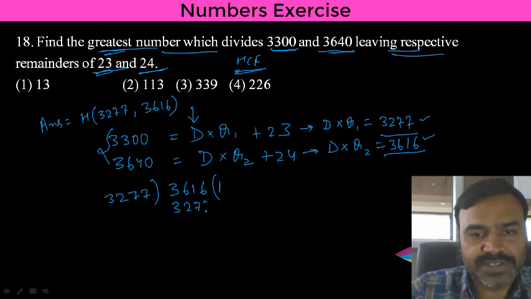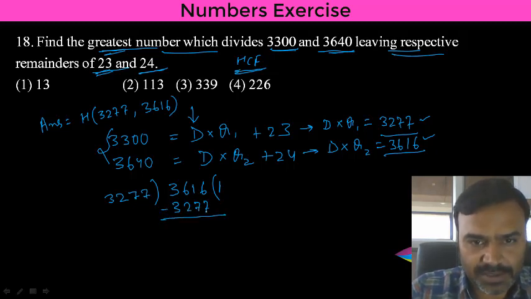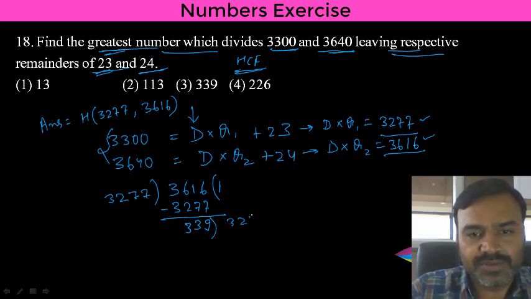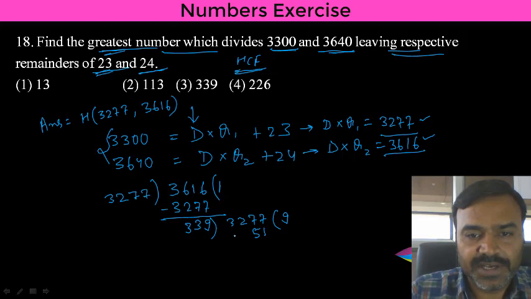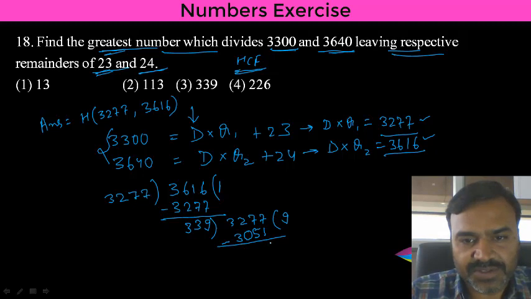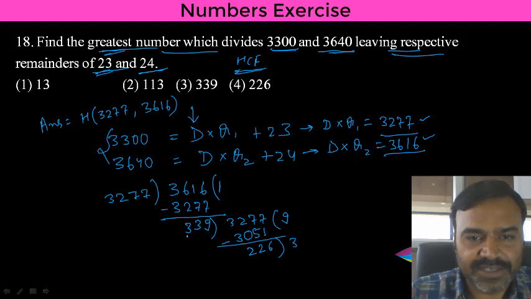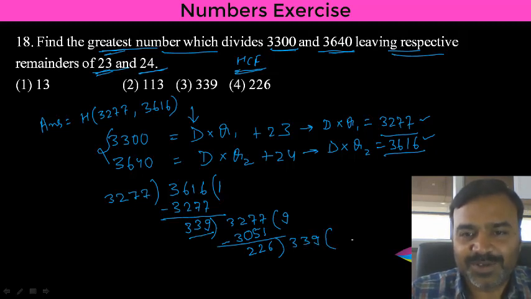So 3277 subtracted. After subtraction, 16 minus 7 is 9, 10 minus 7 is 3, 5 minus 2 is 3. So 339. Again divide by 3277, so this comes out to be 10 times, 9 times. 9 nines are 81, 9 threes are 27 and 8 is 35, 9 threes are 27 and 3 is 30. So it is 3051. Subtract this. You will get 7 minus 1 is 6, 7 minus 5 is 2, and 32 minus 30 is 2, so 226. Now 339, so this one will come forward. I'm sure you are aware of this long division method.